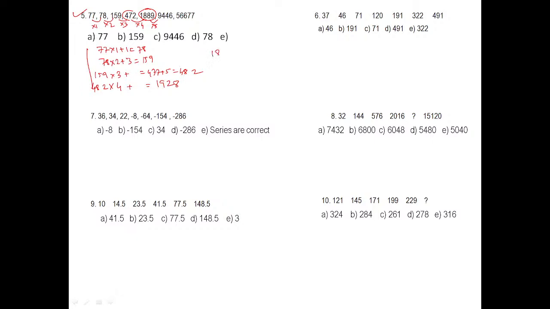Let's check it. 1889, if it is correct, then multiply this by 5. It gives 9500 minus 55, so it gives 9445 plus 1, right? So here is plus 1. Here, if we take this, it is 78 into 2 plus not 3 but plus 1, right?